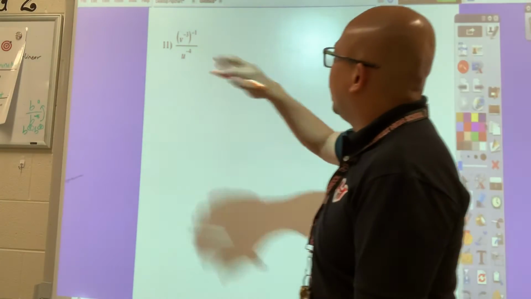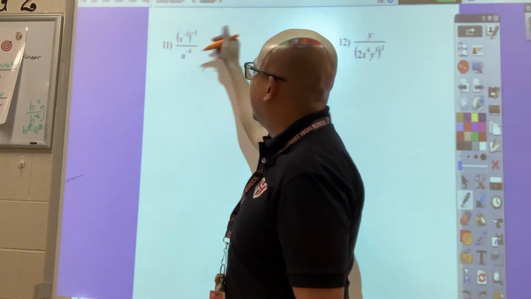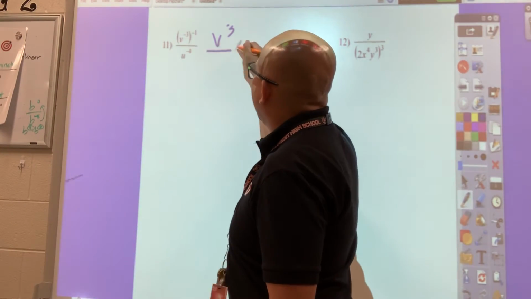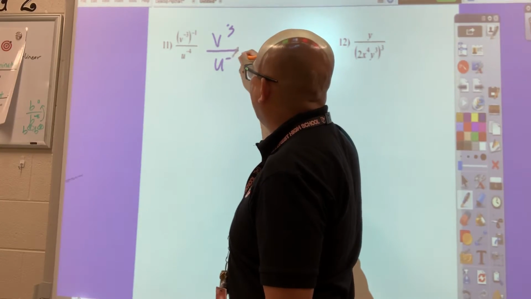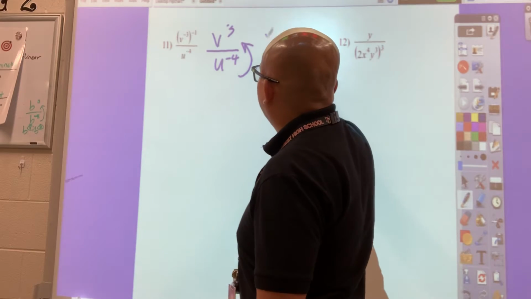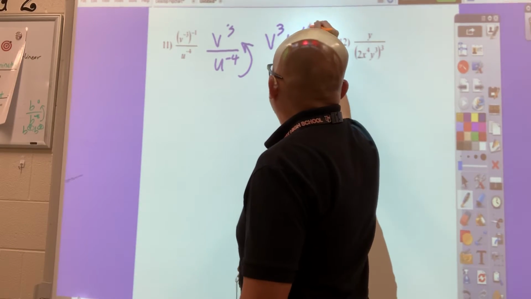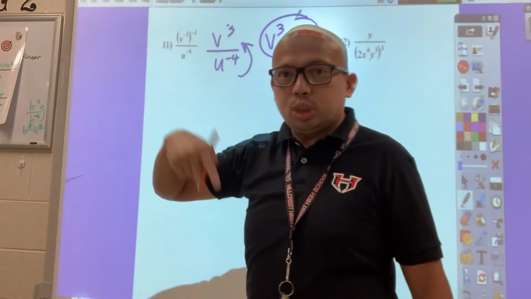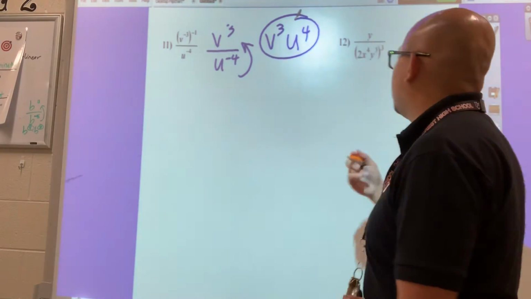Now, here, you multiply the negative 1 and negative 3, that gives you v to the positive 3, and then you have your u to the negative 4. The u to the negative 4 has a negative exponent, so this has to go up, so that gives you v cubed, u to the positive 4 now. Again, every time you change the position, the exponent sign changes too.